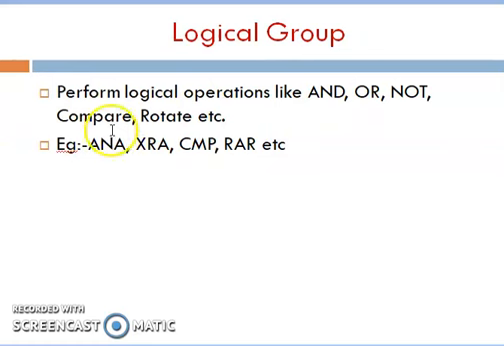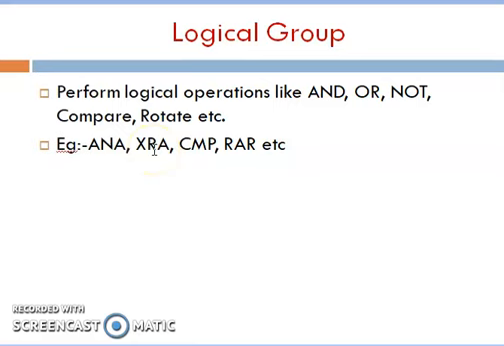Next category is logical group. It is used for performing different logic operations like AND, OR, NOT, compare, rotate, etc. For example, ANA followed by a register, the content of accumulator is ANDed with a register, or it can be a memory location. Then XRA, exclusive OR accumulator.